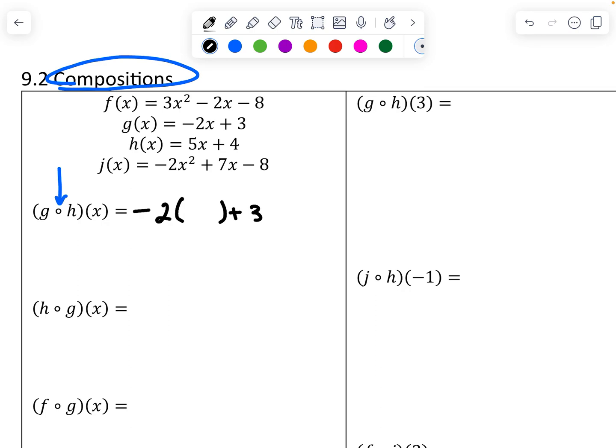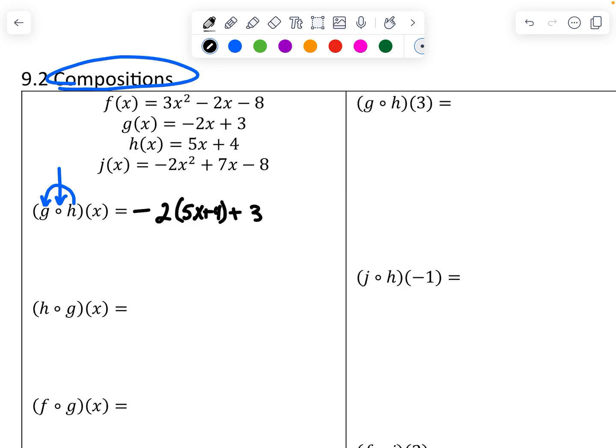And then what we're going to put in is h. So h is 5x plus 4. So in other words, what we did here was we took h and put it into g. So we started by writing g and then substituting h in. And then all we're going to do is clean it up.